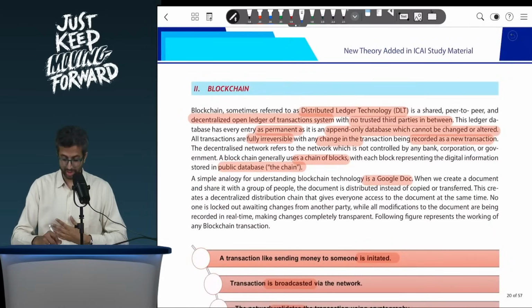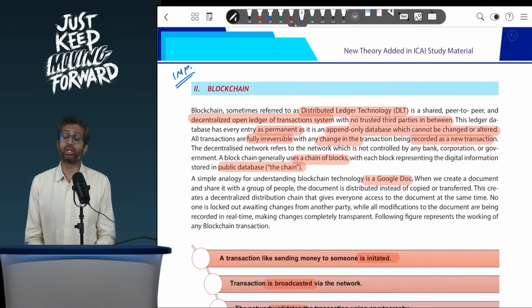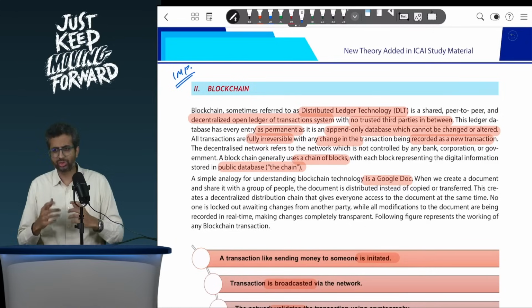Then there is blockchain. I would say this is important. There has been a note that has been asked in one of the RTPs or the MTPs for May 24, and I'm pretty sure that you will get a question either in your financial reporting or your AFM, at least for blockchain, on a small question, because that is kind of a buzzword that the institute wants to possibly test you with. So when you look at blockchain, what is blockchain?